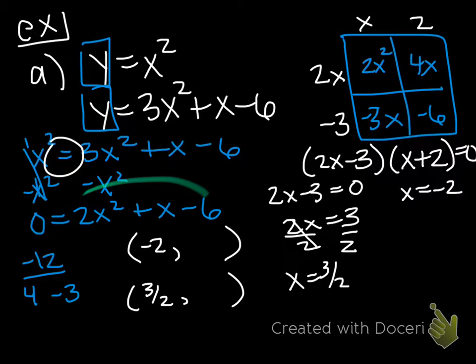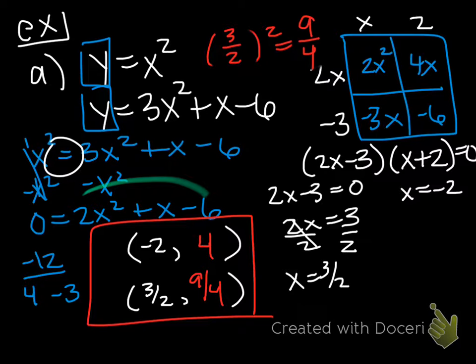So I need to plug in -2, so this would be a -2 squared. I'll change my pen color. So a -2 squared gives me 4, so that answer is going to be 4. And now I'm going to plug in my 3/2. And when I square 3/2, I get 9/4. So that would be the points of intersection.